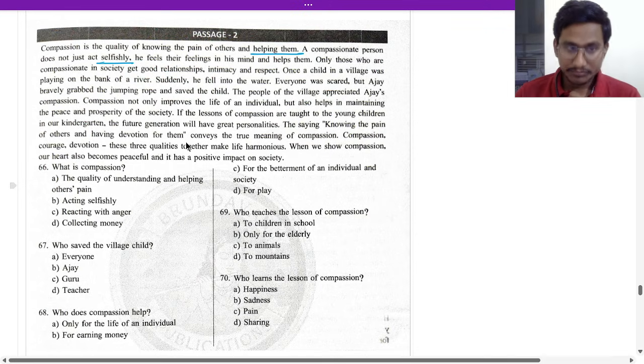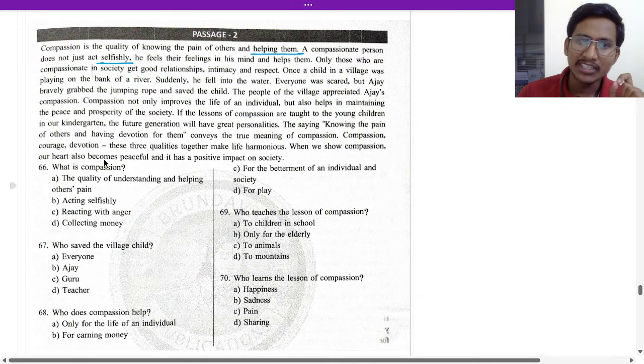the future generation will have great personalities. Seeing knowledge, knowing the pain of others, and having devotion for them conveys the true meaning of compassion. Compassion, courage, devotion, these three qualities together make life harmonious. When we show compassion, our heart also becomes peaceful and it has a positive impact on society. This is the passage. Now let us read the questions.